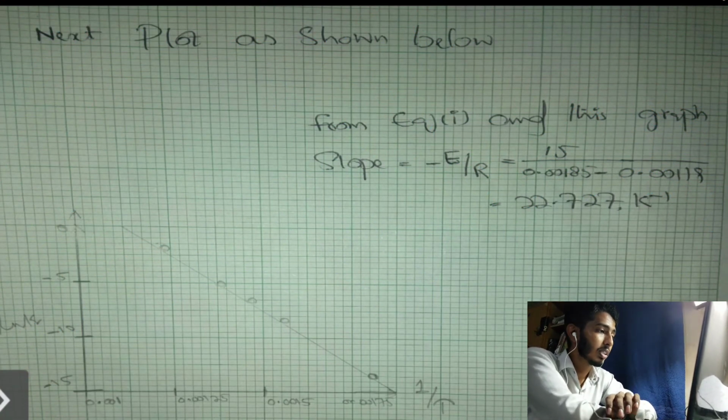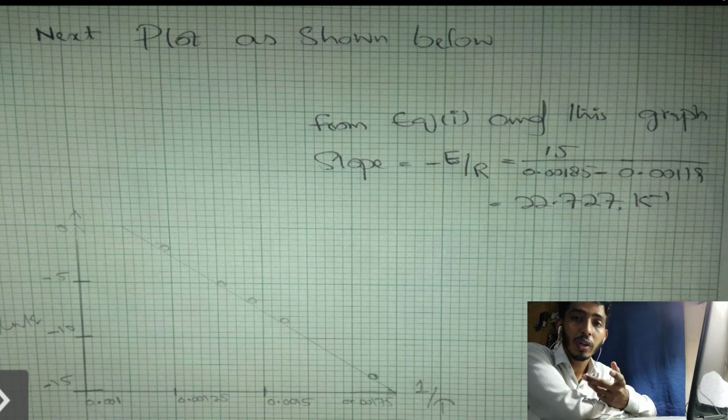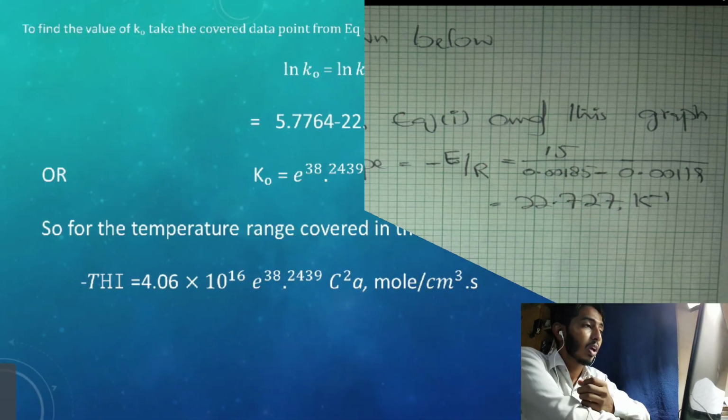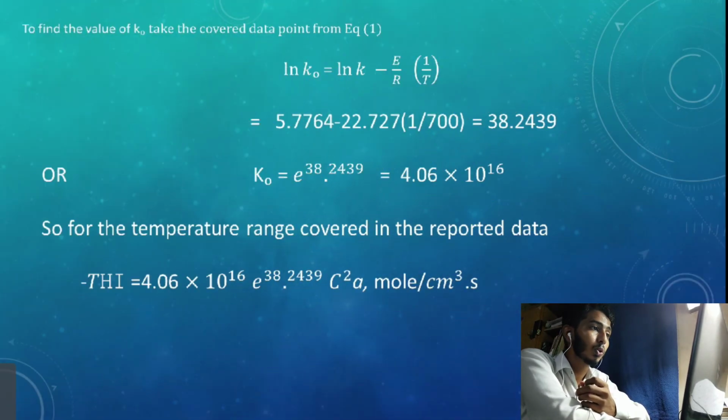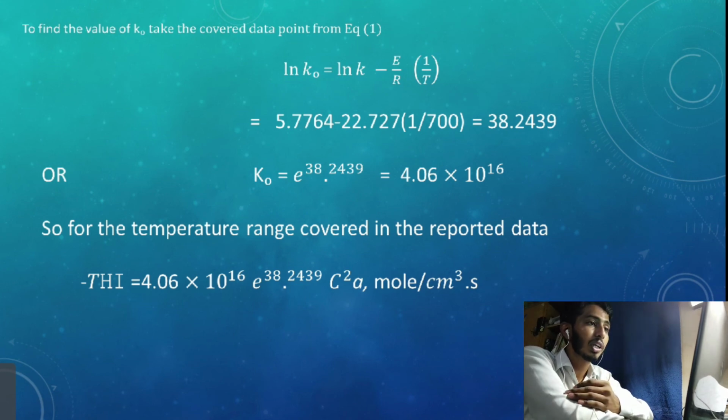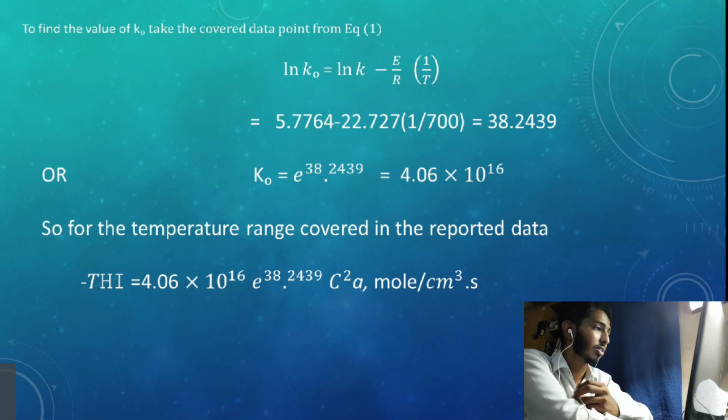The graph here shows that as temperature decreases, ln K goes upward and increases. So 5.7764 minus 22.227 into 1 upon 1700 is equal to 38.2439. Here K naught is equal to e to the power 38.2439. We know that e to the power 38.2439 is equal to 4.06 into 10 to the power 16.